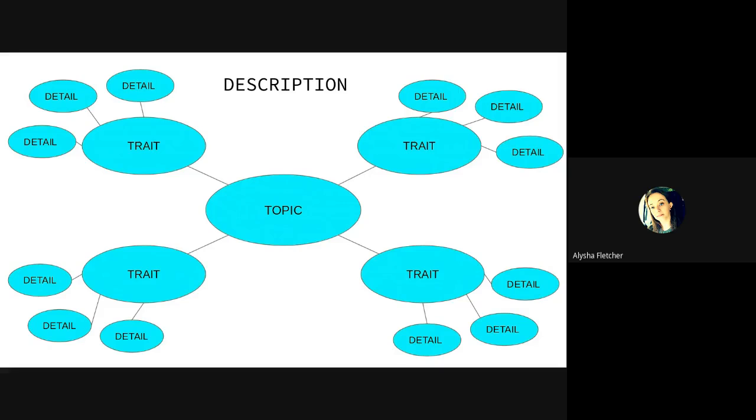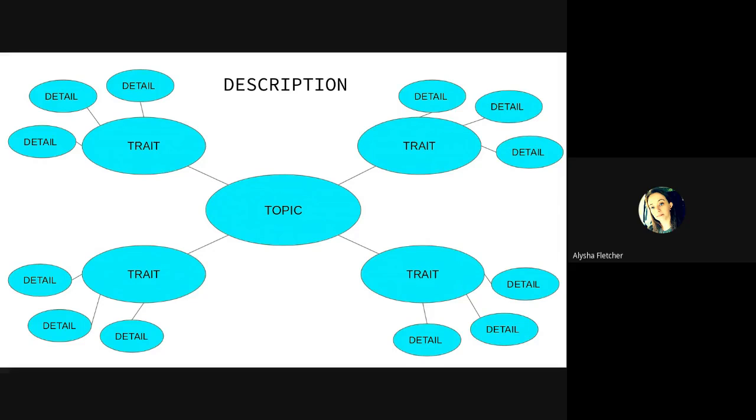So a description obviously describes something, whatever the topic is. They'll then give you traits about that topic and then further supporting details for each trait. So you can map it out just like this on your paper and have a better idea of the structure.